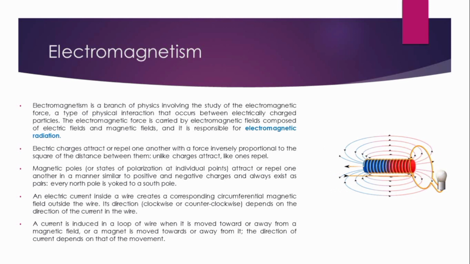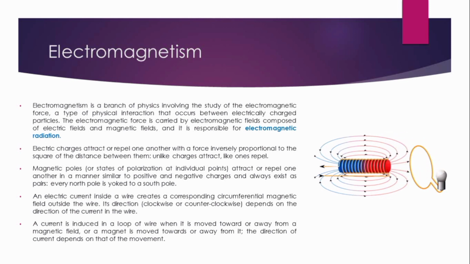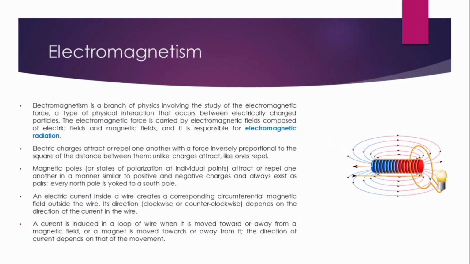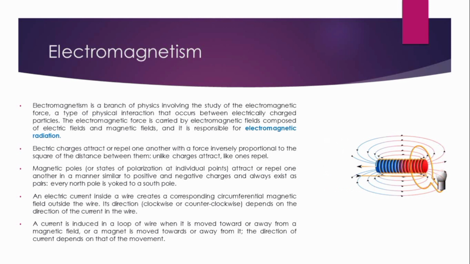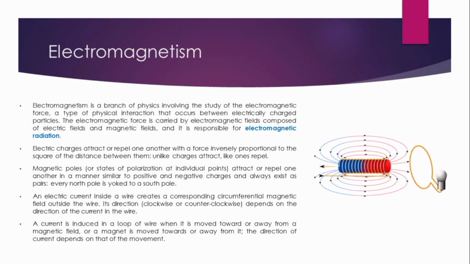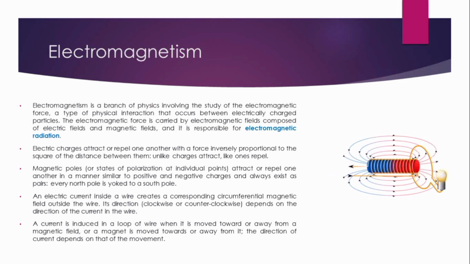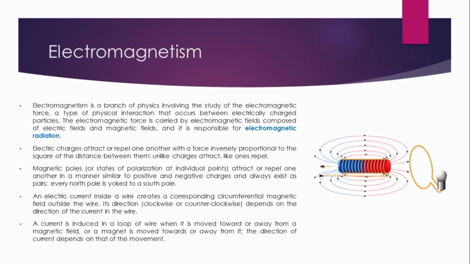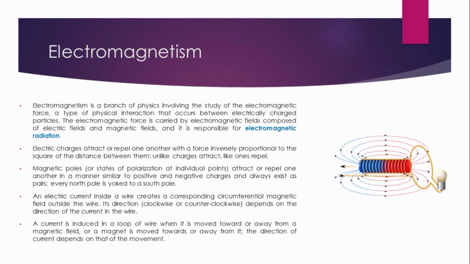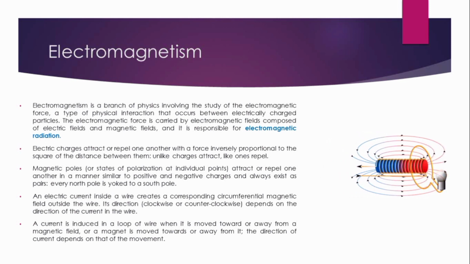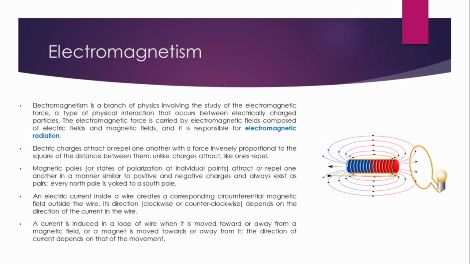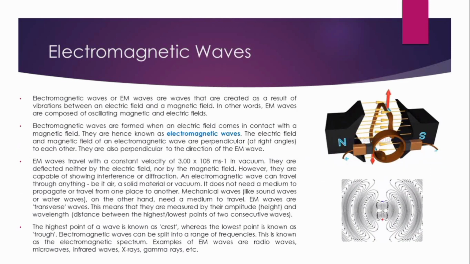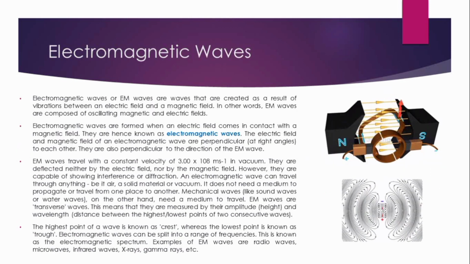The question arises, what is the electromagnetic force? Basically, the electromagnetic force is a type of physical interaction that occurs between electrically charged particles, and it acts between charged particles and is the combination of all magnetic and electrical forces. The electromagnetic force can be attractive or repulsive. What is electromagnetism?